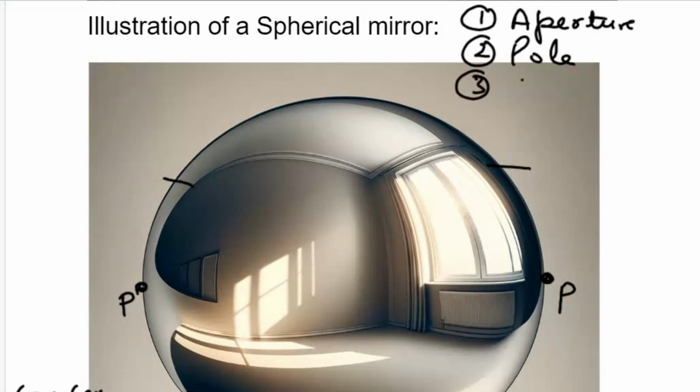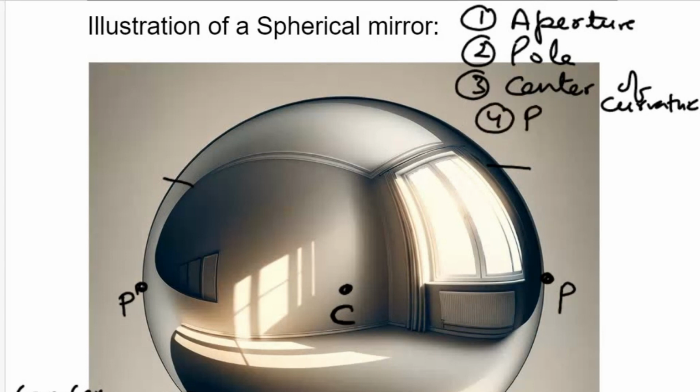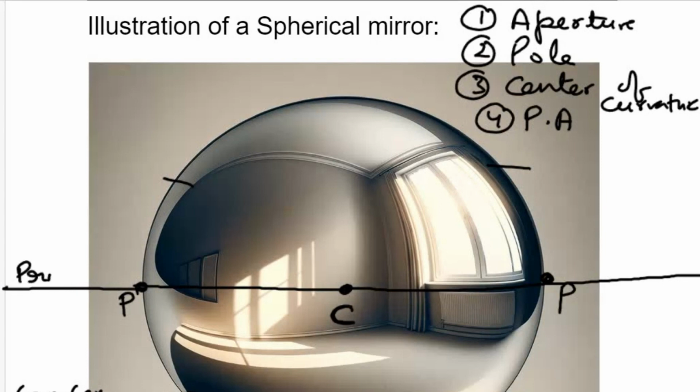Next, center of curvature. What is the meaning of center of curvature of a mirror? Center of curvature is the center of the hollow sphere of which the mirrors are a part. I wrote a letter C there. Center of curvature is the center of the hollow sphere of which the two mirrors, concave mirror and convex mirror, are a part. The fourth one, the principal axis. Principal axis is an imaginary line joining the center of curvature and the pole of the mirror. So this is the principal axis.